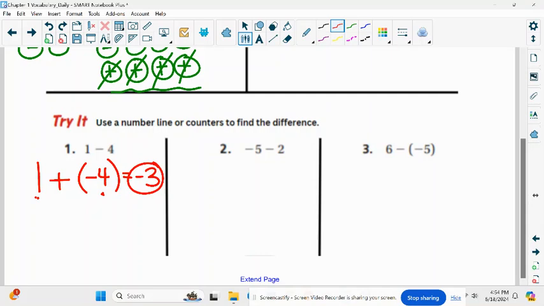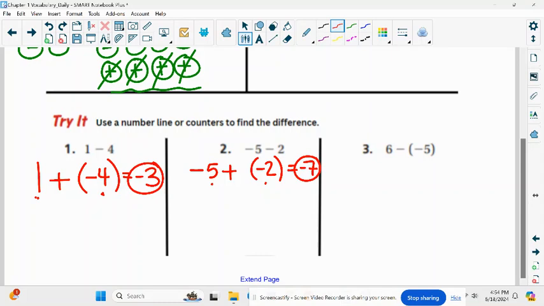Number 2, we're going to change subtraction to addition and change the sign of the second term. We're going to look, are our signs the same or different? We have a negative and a negative, so they're the same. So that means we're going to add. So 5 plus 2 is 7. And because it's negative, we're going to keep it negative. So negative 7.